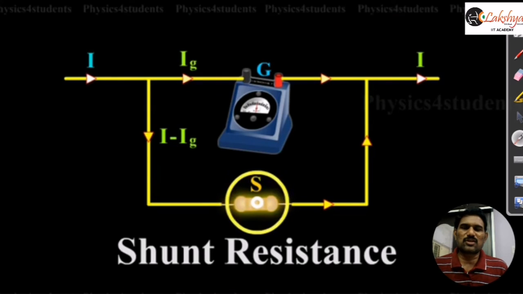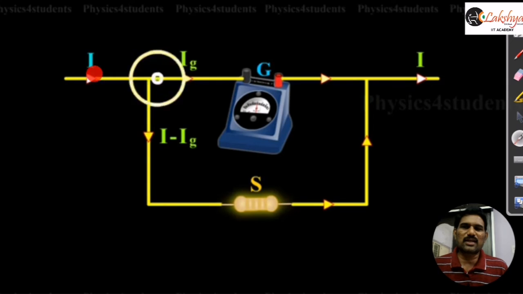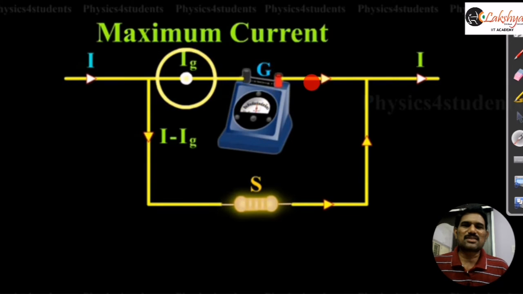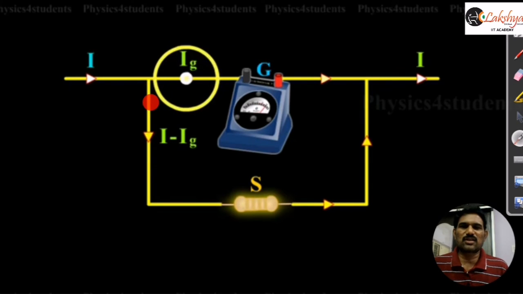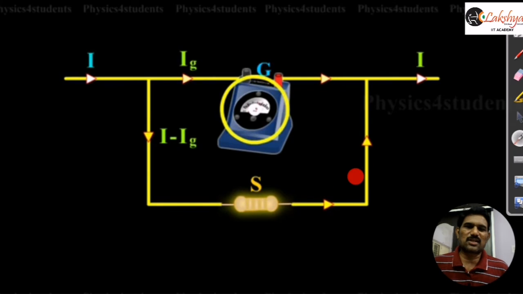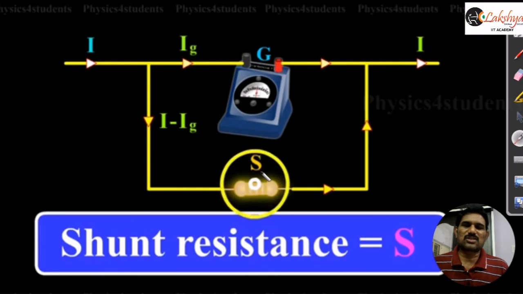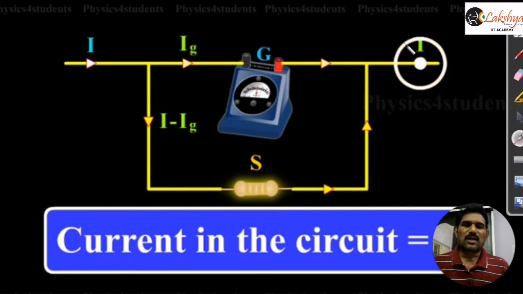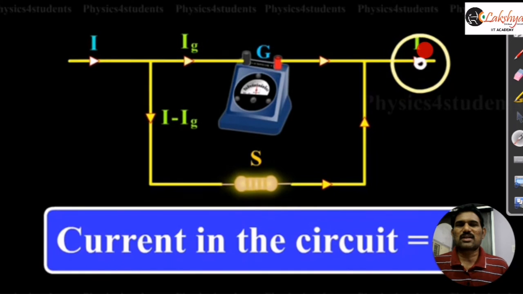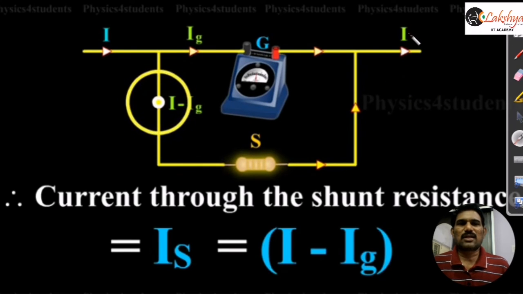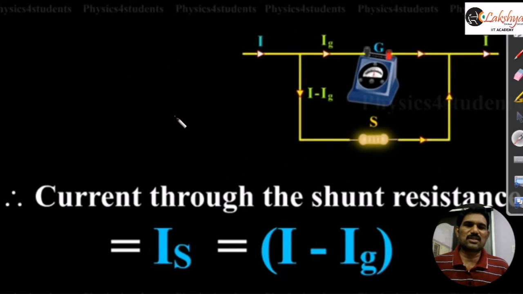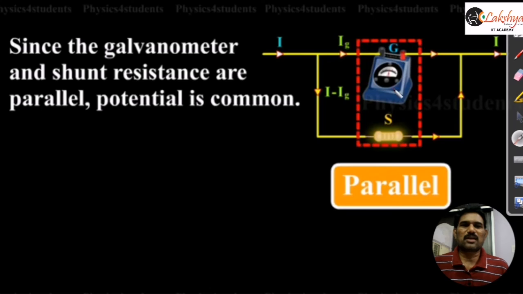So now current I is entering the circuit, and this is the current to be measured. Out of this, Ig is the current flowing through the galvanometer, which is the maximum current. This Ig is what we call the maximum current or full scale deflection current. Next, I minus Ig is the remaining current flowing through the shunt resistance, right? Now the galvanometer resistance we take as G, and the shunt resistance we represent as S. This I is the total current flowing through the ammeter, and I minus Ig is the current flowing through the shunt resistance. And these two are in parallel here.